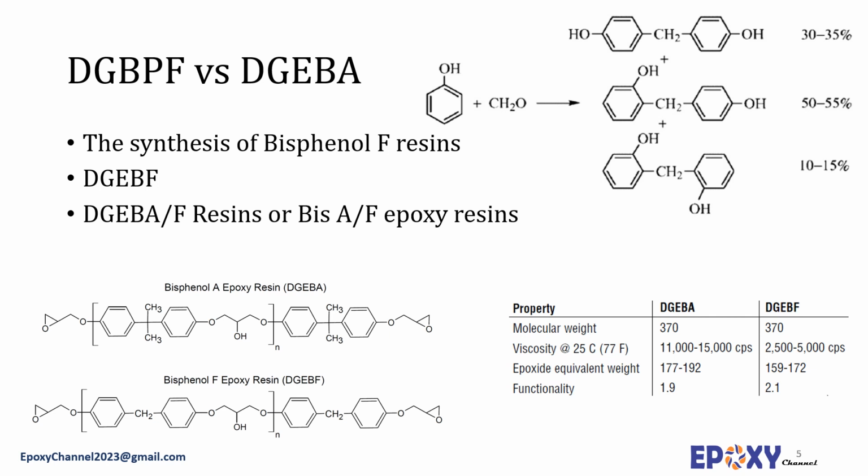para-para DGEBF, ortho-para, and ortho-ortho diglycidyl ether bisphenol Fs, in which technically just the position of the OH group differs among them. Studies among isomers suggest bisphenol F epoxies consisting of a higher concentration of para-para bisphenol F may have superior thermal stability compared to the other isomers or mixes.